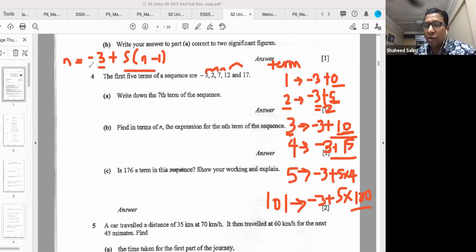plus -3. Are we okay? Not so okay. Okay, never mind. We try, maybe there might be another question like that. More or less, for this one you have to be confident in yourself to come out with the formula. Although the formula is already a set.